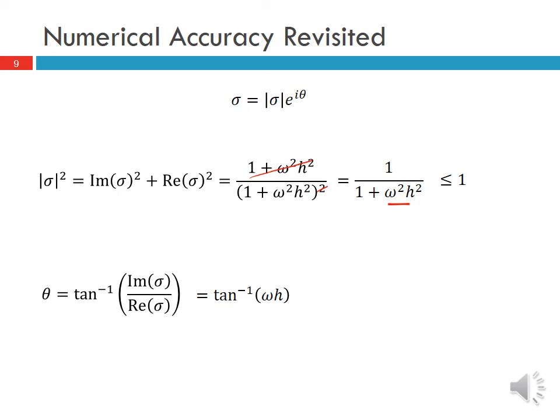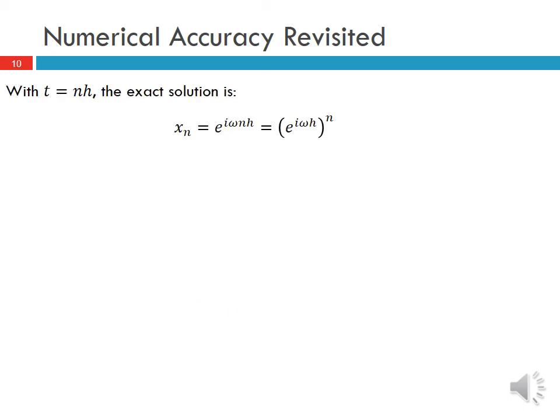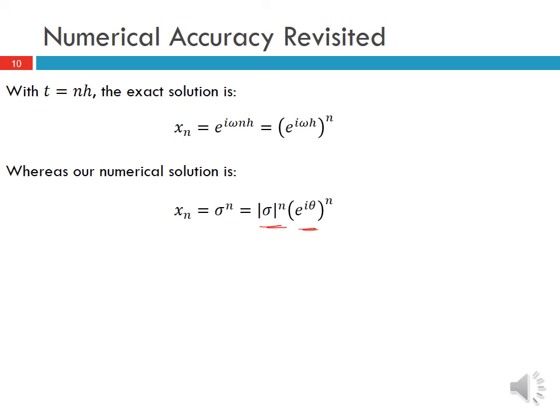So if we plug in our imaginary part and our real part, we see that this is the inverse tan of omega h. So with t equal to nh, the exact solution is given as shown here. We saw this already. xn is equal to e to the i omega nh, which can be written as e to the i omega h, to the power n. And our numerical solution, xn is equal to sigma to the n, which is the modulus of sigma to the power n times this phase e to the i theta, to the power n.